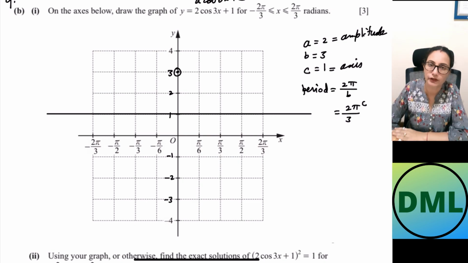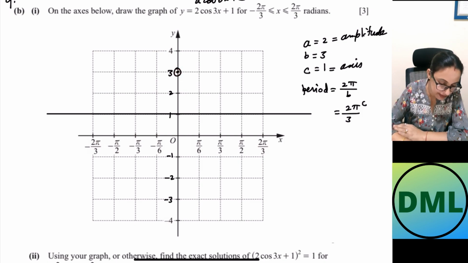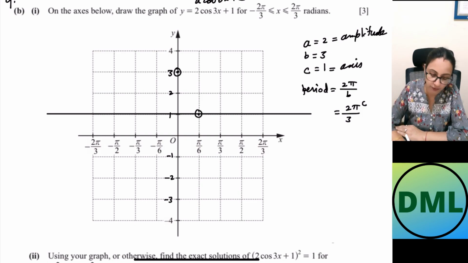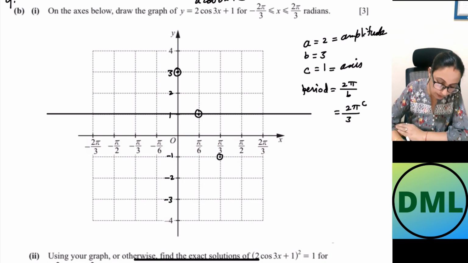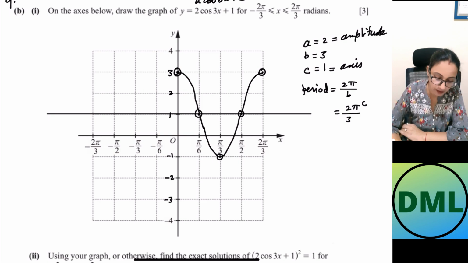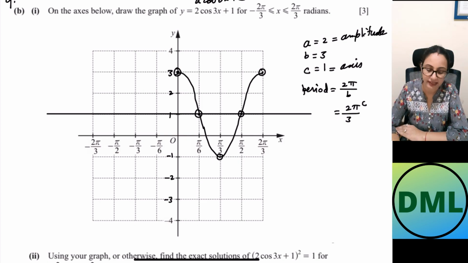I need to start plotting my graph here. It will start from the amplitude, which is 3. Then at pi by 6, it will touch the axis again. At pi by 3, it will go 2 units below the axis, so it will go to minus 1 here. At pi by 2, again it will touch the axis. At 2 pi by 3, it will again go to the amplitude, which is at 3. Let's join it. This is our graph on the positive direction of the x-axis.